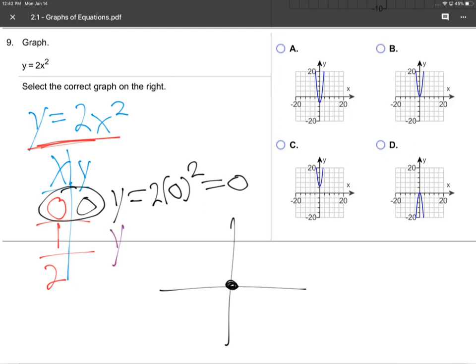Let's do one more. Y equals 2 times 1 squared. I just put in 1 for x. Just plug it in for x. Let's work that out now. 1 squared, 1 times 1. This is 1 times 2 is 2. So the whole thing works out to be 2. Yeah. So that would be over 1 up 2. Are you familiar with finding dots on graphs?